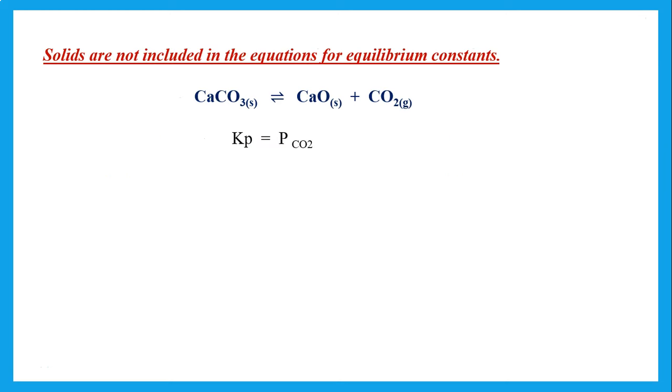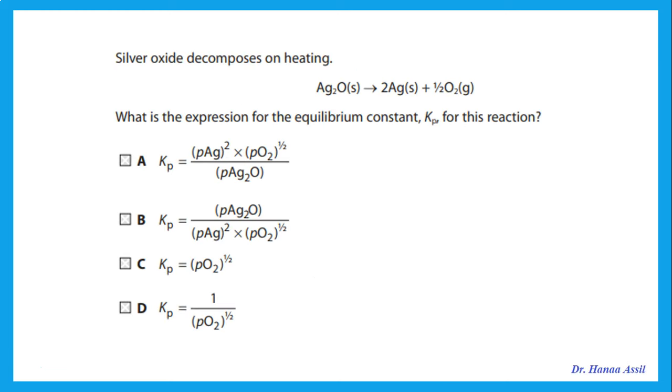Remember, when you're writing the expression for Kp or Kc, we do not include solids. So if the equation has solids, we totally ignore that. We said Kp is partial pressure of products over partial pressure of reactants, but we don't include solids, so the only thing included here is the partial pressure of CO2. What about here? We include the aqueous solutions, concentration of silver ions times concentration of chloride ions. We do not mention the solid.